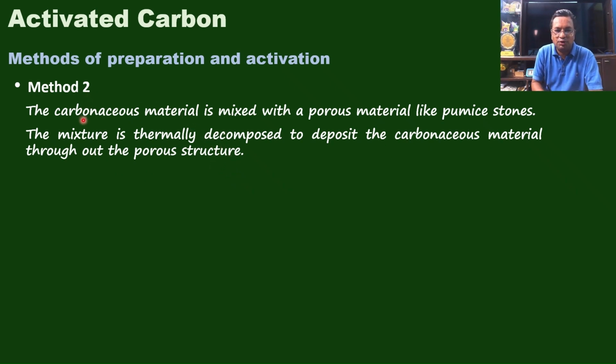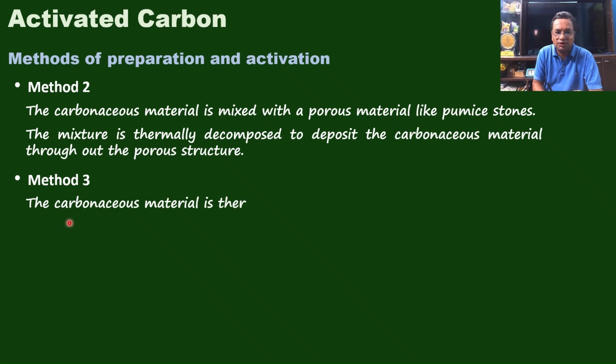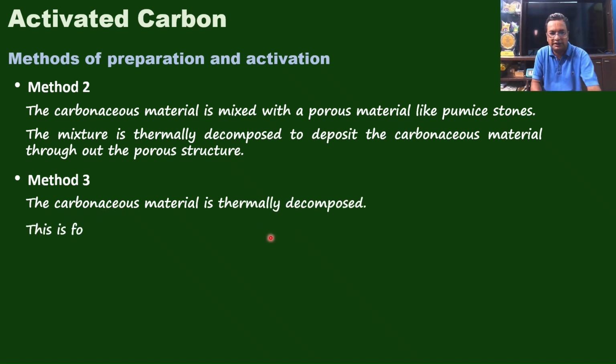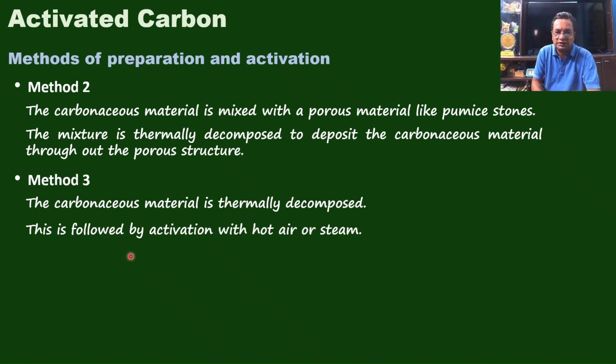So in method 2, the carbonaceous material is mixed with a porous material, for example pumice stones, and then this mixture is thermally decomposed. It results in the deposition of carbonaceous material throughout the porous structure, and then you can use it as adsorbent. Now the third method. In the third method, the carbonaceous material is thermally decomposed first, and then after this thermal decomposition, it is activated with hot air or steam. So these are the three methods in use for preparing activated carbon.